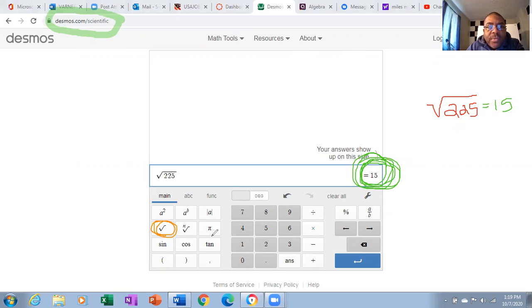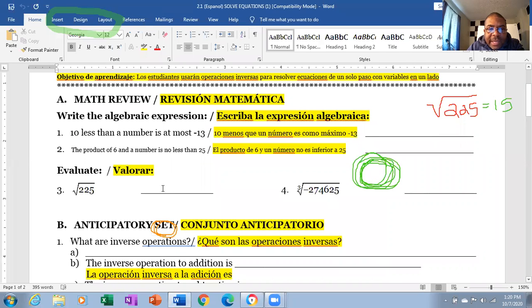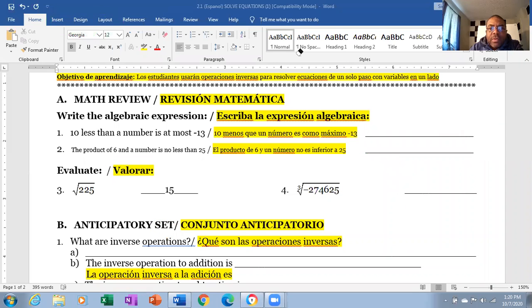So now that we have the answer, we can go back to the paperwork and we can just put in the answer. What is the answer? It's right here that you wrote on the side. It's 15. All right, good. All right, so now notice this is the cube root of negative, what's that number? Yeah, it's the cube root of negative 274,625. So as I said before, I always want you to write your problems, all right? So we're going to rewrite it.